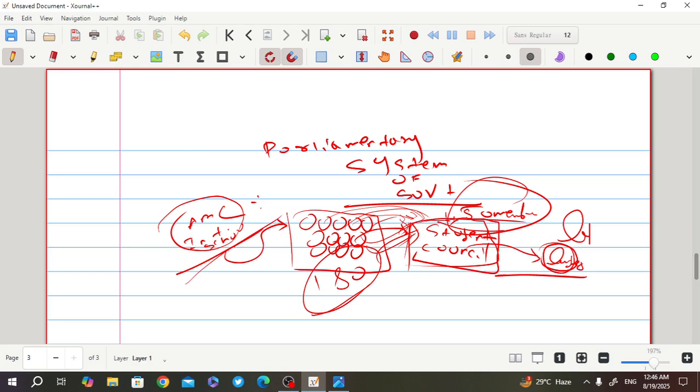So this school has some students. One day they decided to choose their leader, so they created a student council, which consists of 50 members from the 180 members. From amongst these 50 members, they decided on one leader, who is the leader of the system. So here the student council exists, and the leader is responsible for his executive action to the student council.